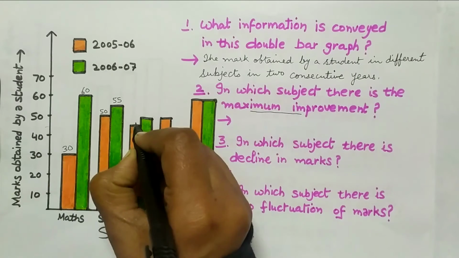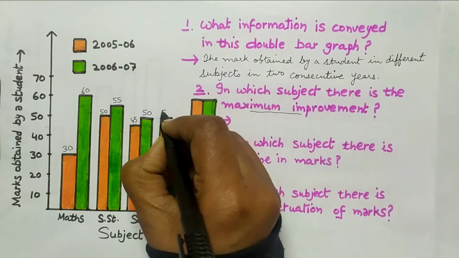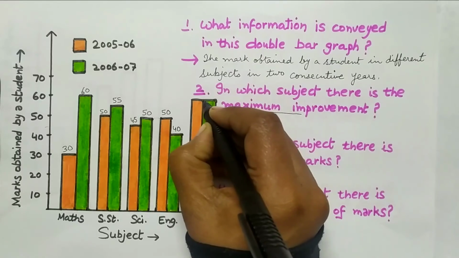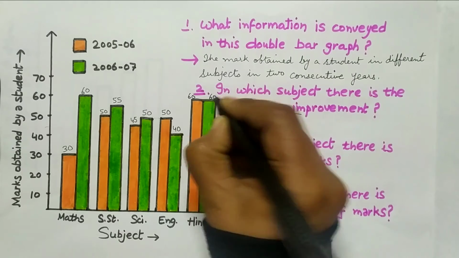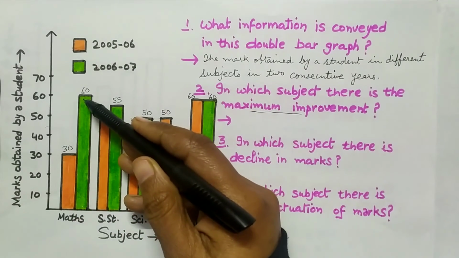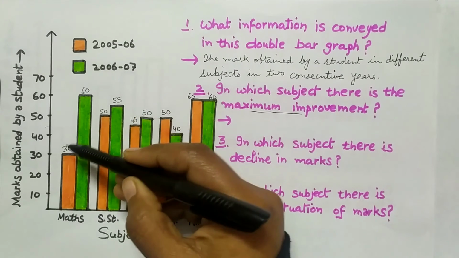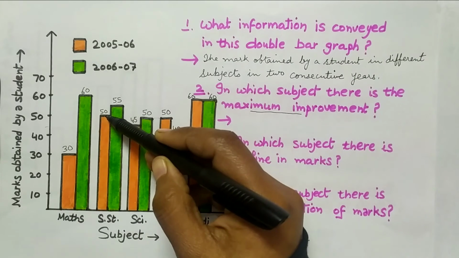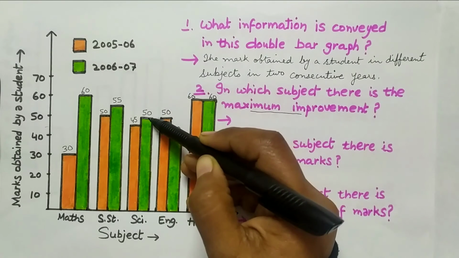This is here 45. This one is 50. Again these two are equal, so it is also 50. This one is 40. And these two are going parallel to 60, so this is 60 and 60. Now maximum improvement is here, and the improvement jump is 60 minus 30. It is 30. Here is improvement, but it is only of 5 marks. 55 minus 50, only 5 marks are improved. Here also 45 becomes 50 next year, so 5 marks improvement is there.